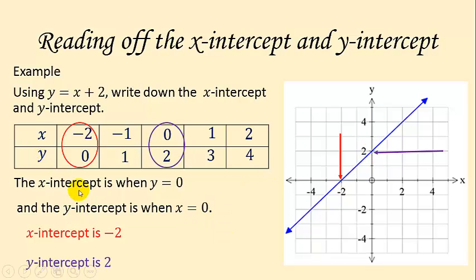Okay, so remember we can get the x and y-intercepts off of a table of values, or we can get them off our graph. We'll learn another way to do that later, algebraically.